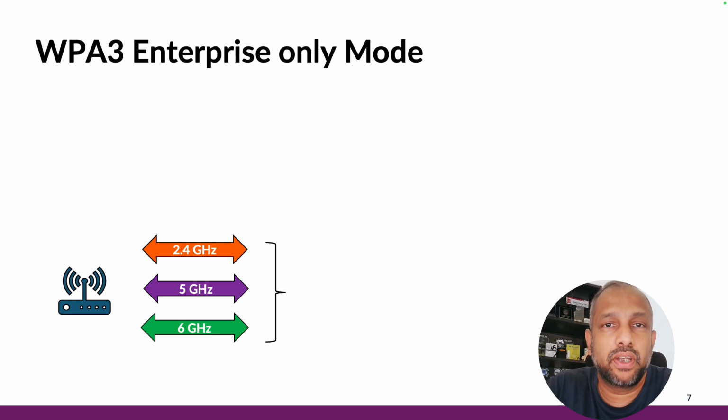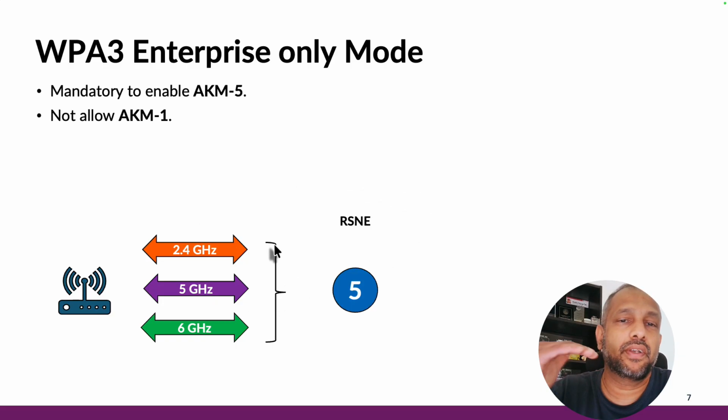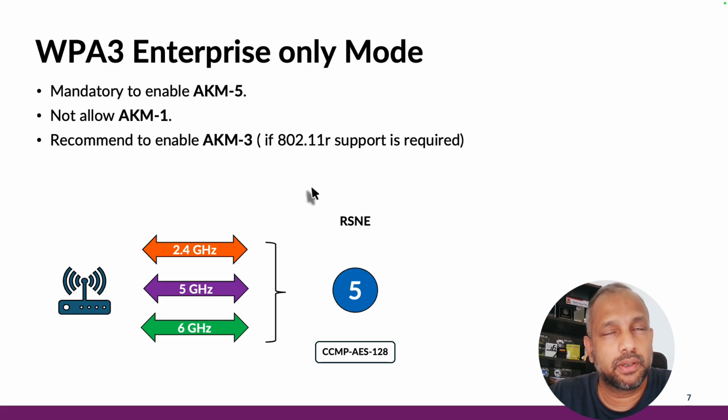Hi everyone, in this video let's look at how you configure WPA3 Enterprise with the Cisco 9800 controller. Just before we go to the controller side, let me walk through the concept. You can configure an SSID with WPA3 Enterprise only, which means we are addressing only one AKM value across all the SSIDs, all the bands.